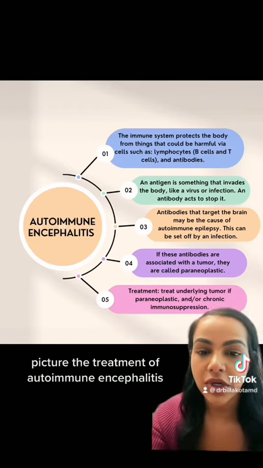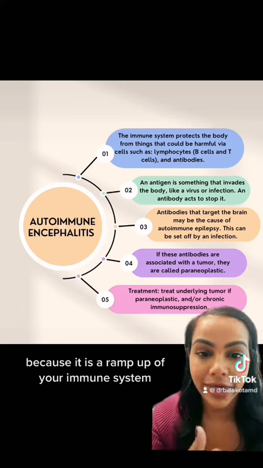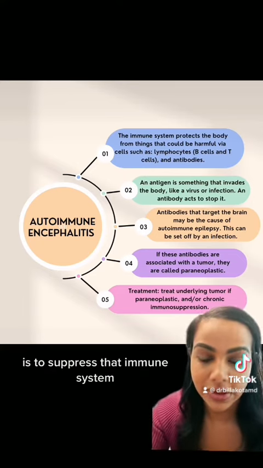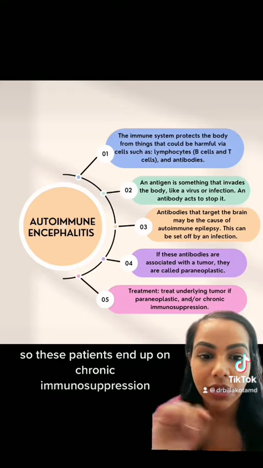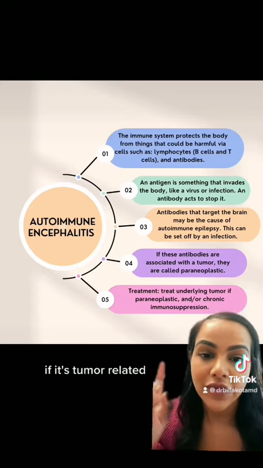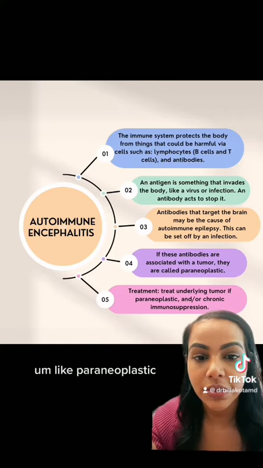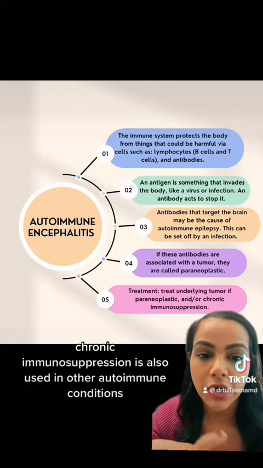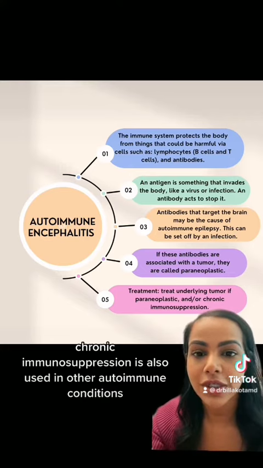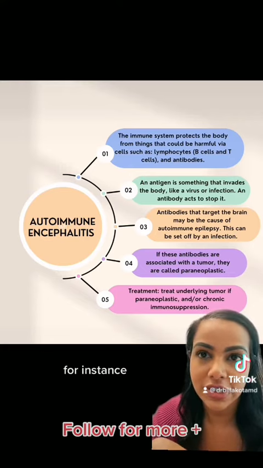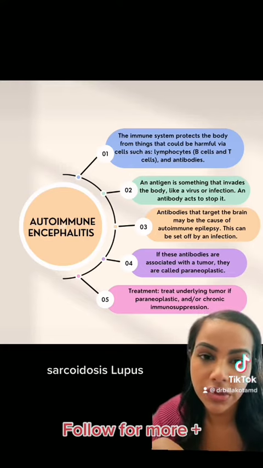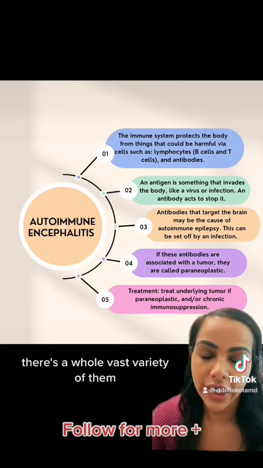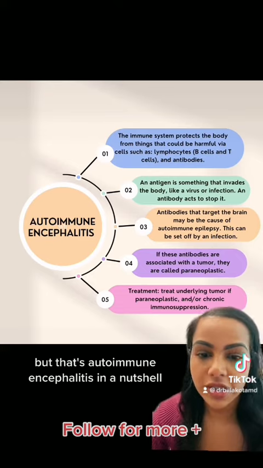The treatment of autoimmune encephalitis, because it is a ramp up of your immune system, is to suppress that immune system. So these patients end up on chronic immunosuppression. If it's tumor related, like paraneoplastic, you have to treat the underlying tumor, and that's how you treat that. Chronic immunosuppression is also used in other autoimmune conditions, for instance rheumatoid arthritis, sarcoidosis, lupus. There's a whole vast variety of them, but that's autoimmune encephalitis in a nutshell.